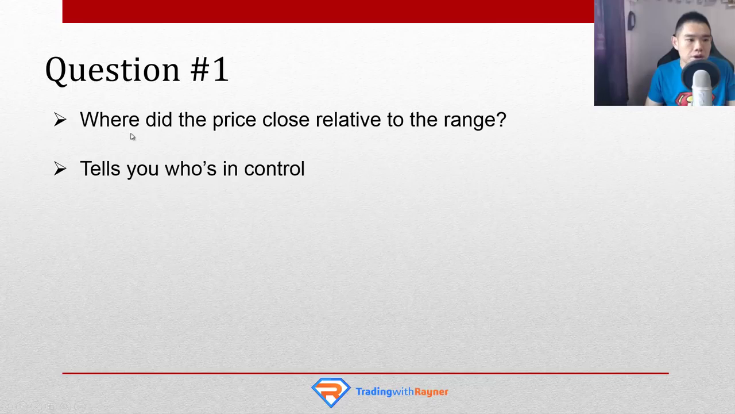So here's the first question. Where did the price close relative to the range? The power of this question will tell you who's in control. Is it the buyers in control, or the sellers in control, or nobody in control? Okay, so here's how it works.